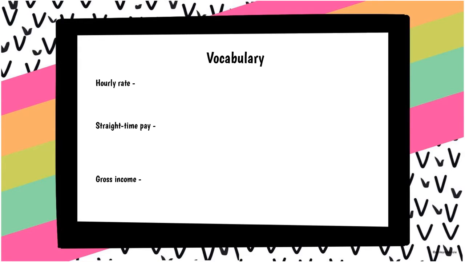We're going to start with some vocabulary. These might be terms that are familiar, which is totally great, especially if you've had jobs before. A lot of this stuff is probably familiar to you. So we're going to start with hourly rate. Hourly rate is just the fixed amount that a person makes per hour.